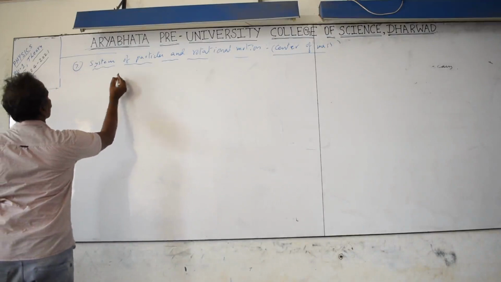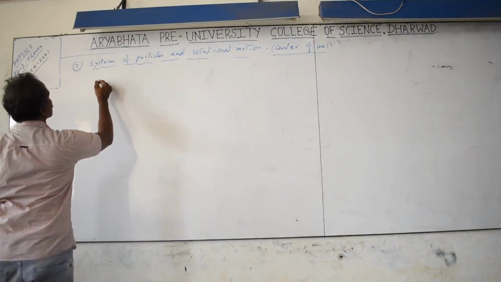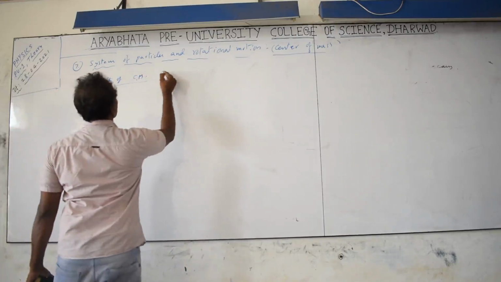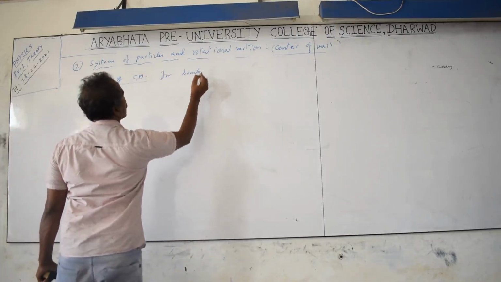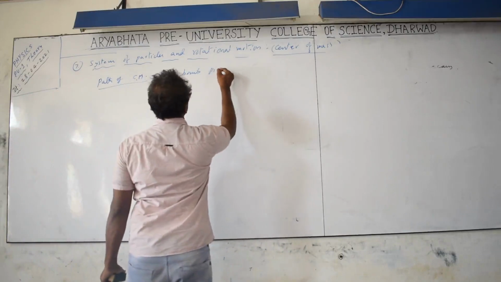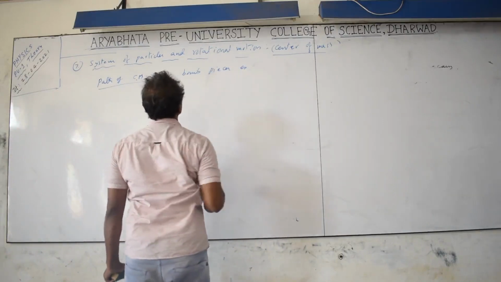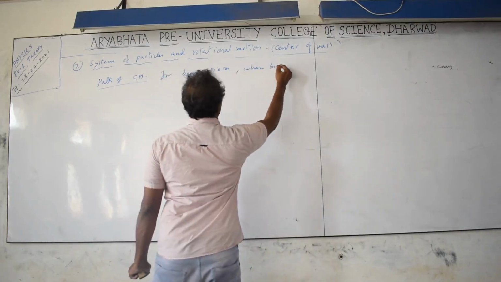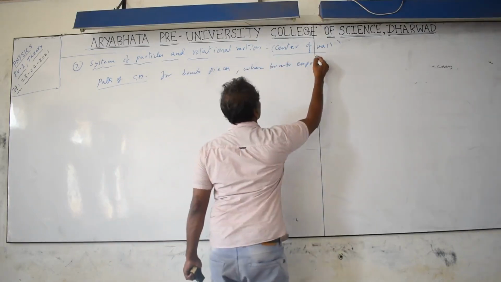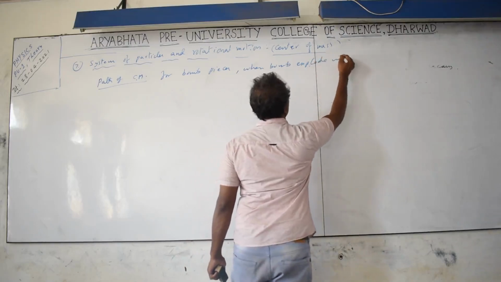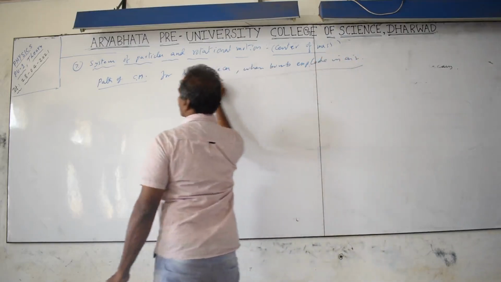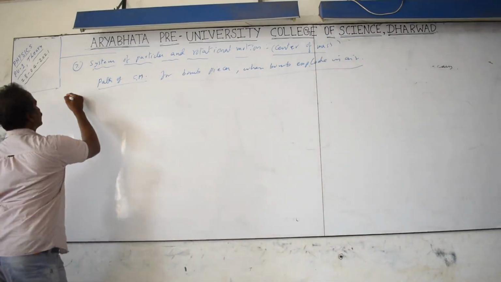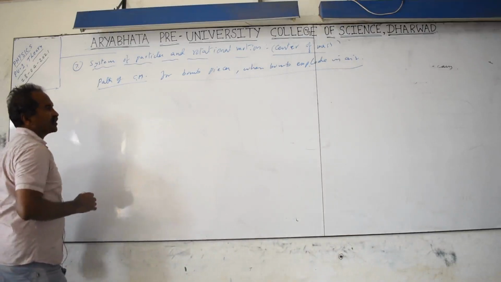Next is the path of the center of mass for bomb pieces when a bomb explodes in air. This also may be asked as a 1 mark question or as an explanation for a 3 marks question.